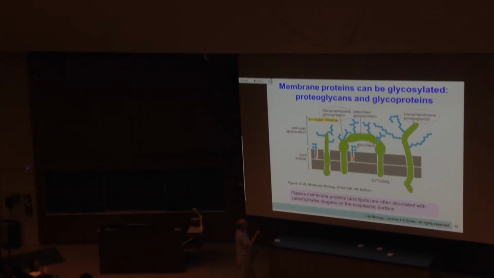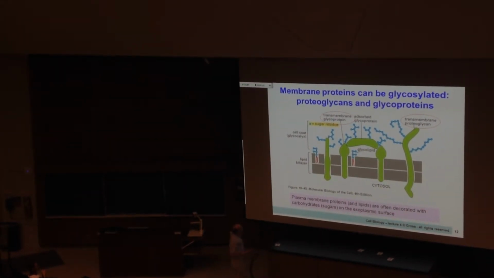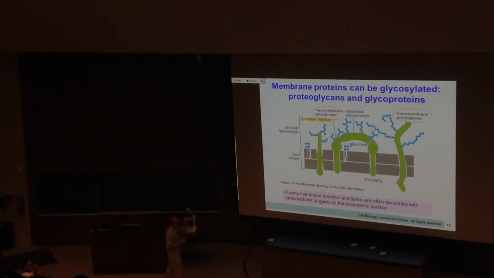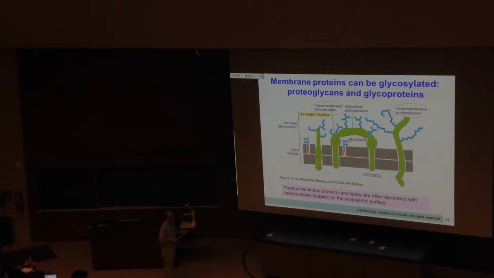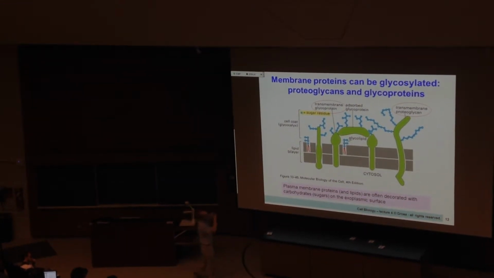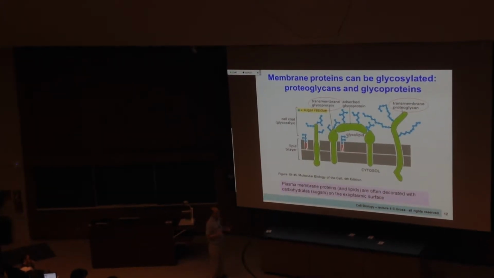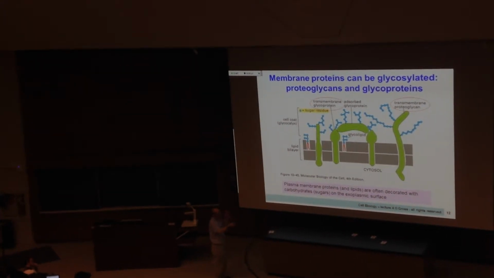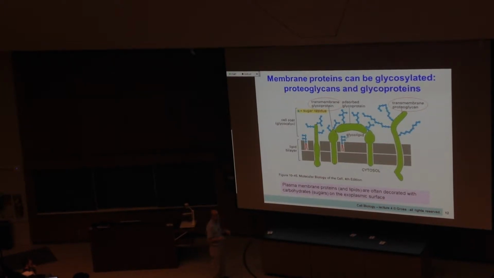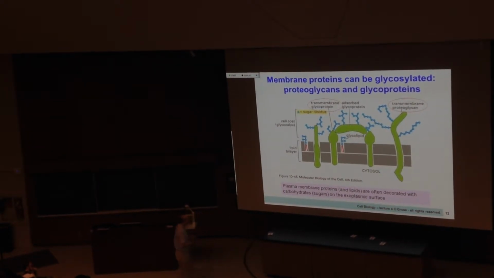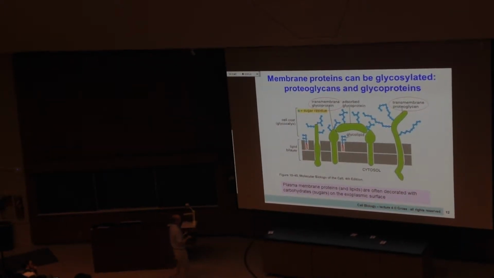So these proteoglycans and glycoproteins can have all sorts of useful functions. In particular, they can really change the sensitivity of these proteins to being degraded or altered, and they can also affect the ability of things to bind to the surface of the cell and get inside. And we'll come back to that in a second.